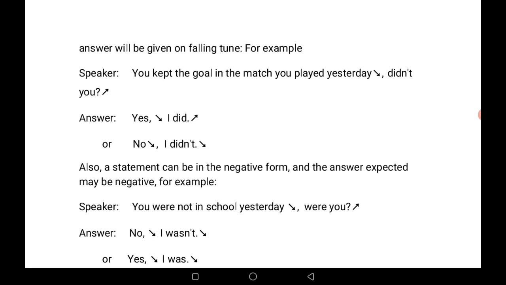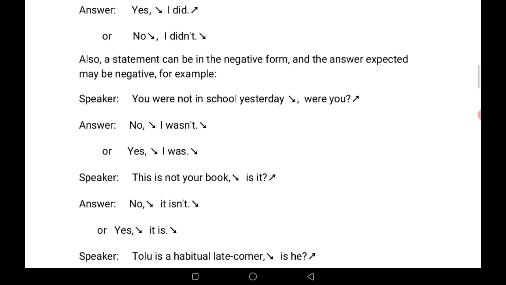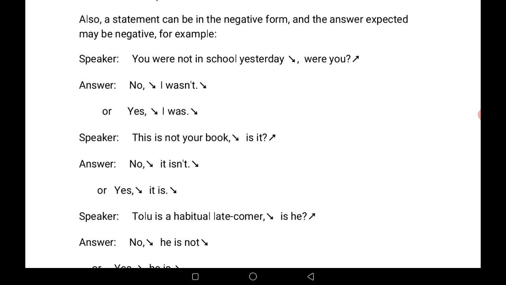Just like when you have this, you kept the goal in the match you played yesterday. This is a positive statement. Didn't you? Is a negative question tag. You were not in school yesterday. This is a negative statement. Were you? And this is a positive question tag.